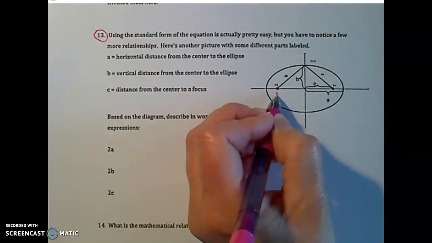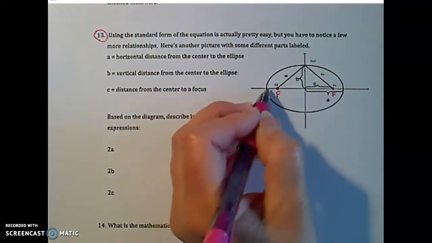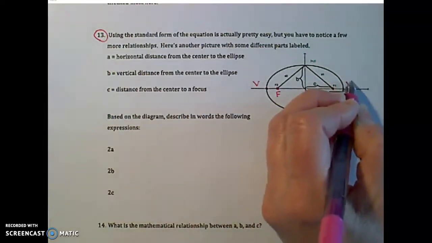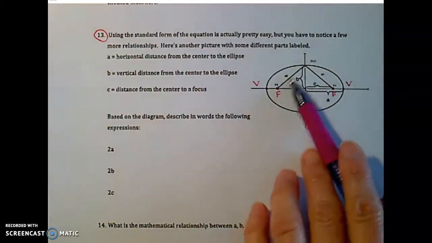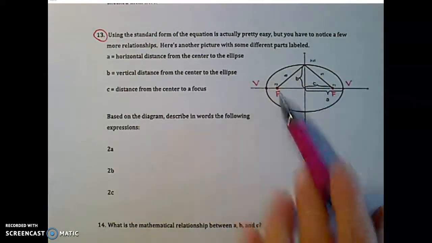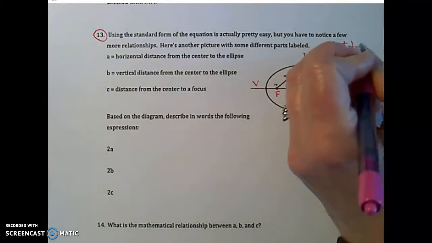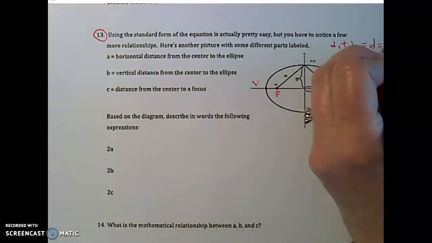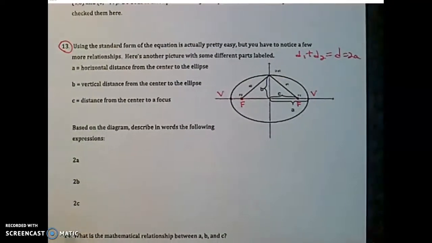Notice these were those little tacks on my drawing, those foci. Sometimes we call these endpoints over here the vertices of my ellipse. And all of those distances are then labeled. There's that string. The sum of those two distances, in this case D1 plus D2, is always a constant distance. And we call that distance 2A. So there's our visual.